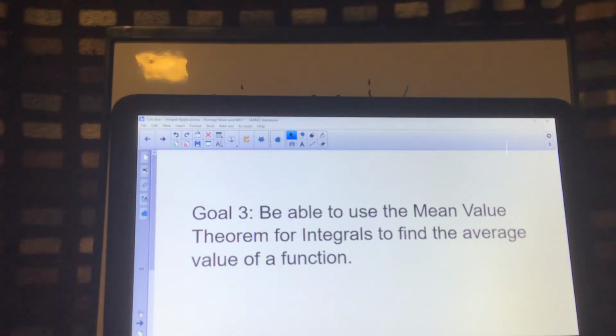The purpose of this video is to cover goal 3 of integral applications. You can read the goal. It says be able to use the mean value theorem for integrals to find the average value of a function.